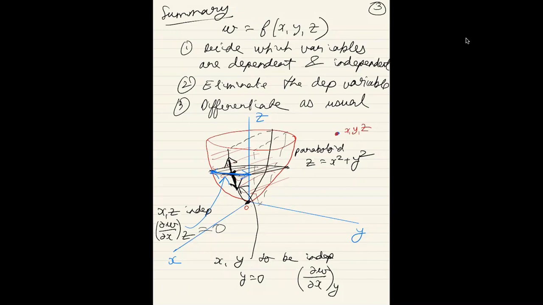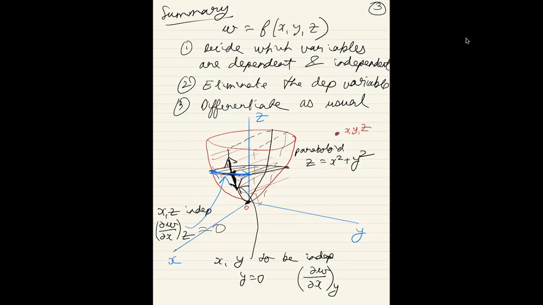So the typical procedure is to decide which variables are dependent and which variables are independent. It's quite possible that all 3 are independent, then life is simple. You don't have to worry about the things done in this module, but typically one of them depends on others. So you eliminate this dependence. If Z depends on X and Y, you take that functional relation into account and you remove it. Once you have eliminated it, then you differentiate as usual. This is what we saw in the example so far. So let's see what it means in practice.